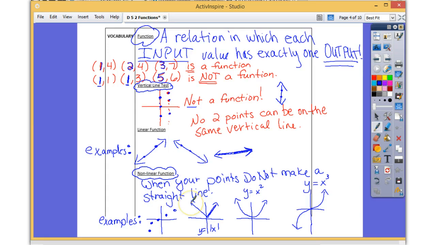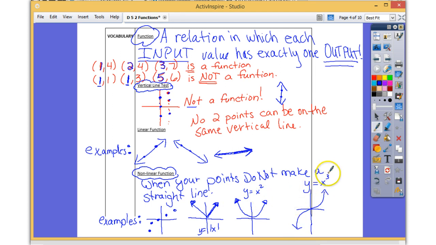Here, none of the domains repeat and it doesn't fail the vertical line test. That one doesn't make a straight line. Here, no straight line. We got the curve, y equals x squared. That's what it would look like. We're going to practice one, and we'll practice one like this too. This one's what you would graph if you get y equals x squared.